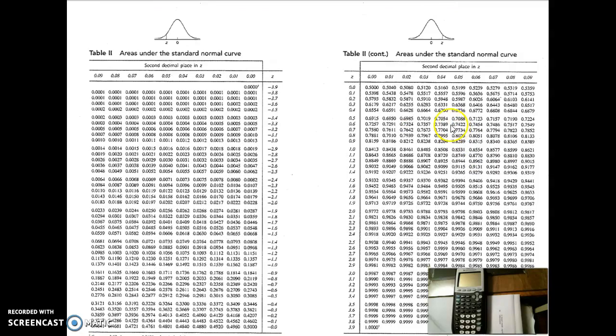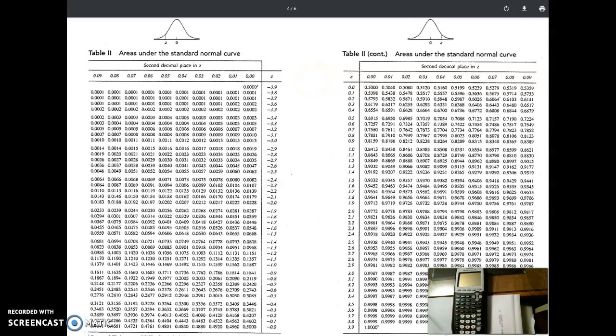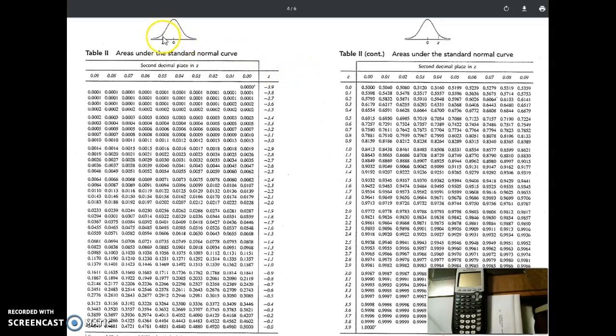Now pay attention to the pictures at the top. This is the negative side of the table. This is the positive side of the table. Some tables put all of these together into one. Others don't. This one just happens to be split apart. The areas that these tables give you are always the areas to the left of the line. It's always to the left, always to the left.